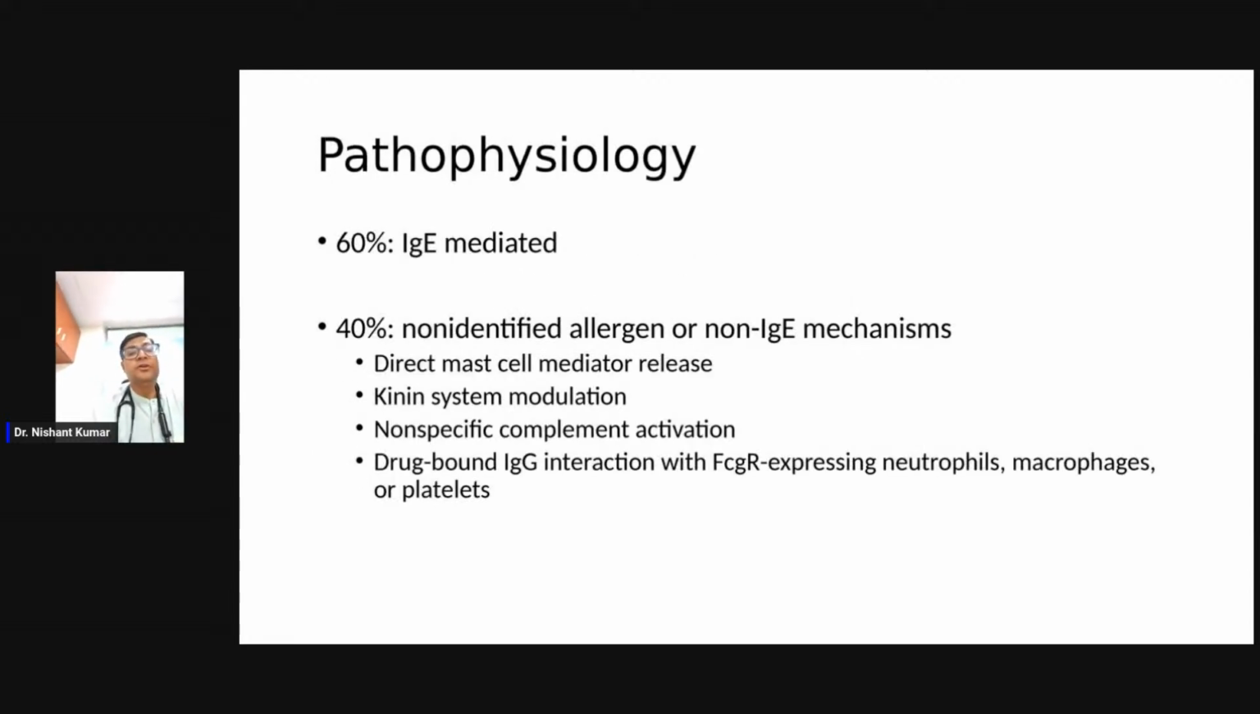So, coming to the pathophysiology, 60% of all anaphylaxis are IgE mediated, whereas in 40% there's a non-identified allergen or a non-IgE mechanism, which could include direct mast cell mediator release, kinin system modulation, non-specific complement activation, or drug-bound IgG interaction with FcγR expressing neutrophils, macrophages, or platelets. So basically, the drugs might trigger the IgE reaction, or it might be IgG mediated, which might present at a later stage. Next, please.